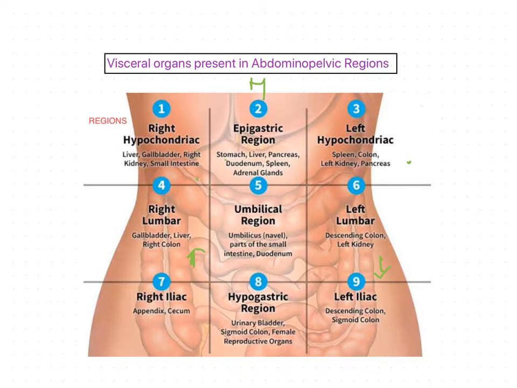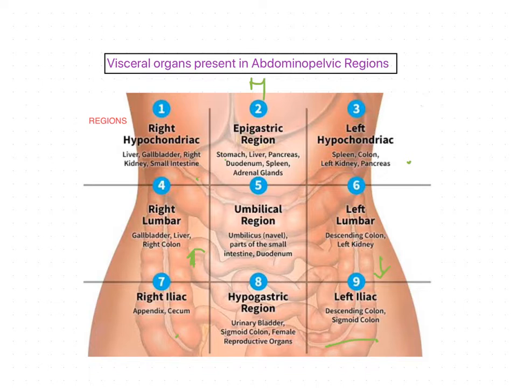Okay, if you see the right iliac, the right iliac fossa, we can call it the right iliac region or right iliac fossa. Normally this area occupies the cecum and vermiform appendix. On the left side it occupies the sigmoid colon, and we can also see some part of the descending colon, but the major part in the left iliac is the sigmoid colon.